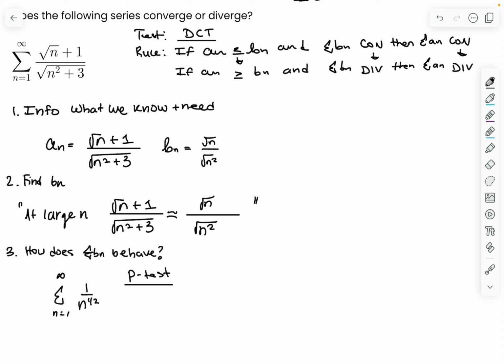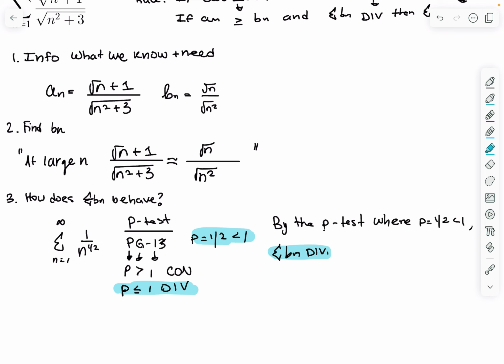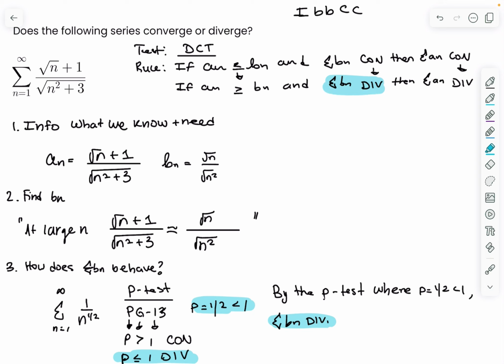The rule for the p-test, the way that I remember it, is PG-13, like the movie rating. So p is greater than 1, forget about the 3, and then converges, and then the opposite is true for diverging. Remember that p is equal to 1/2. That's obviously less than 1 because it's 1 being divided, so it's obviously going to be smaller than 1. So if p is less than 1, then we know that this series is diverging. So here's our little sentence here. So this here is our condition that's met.